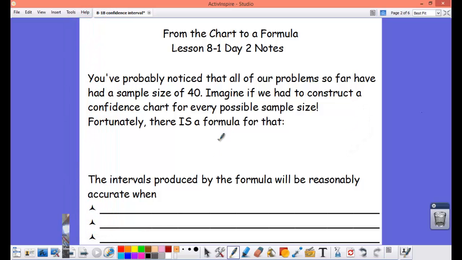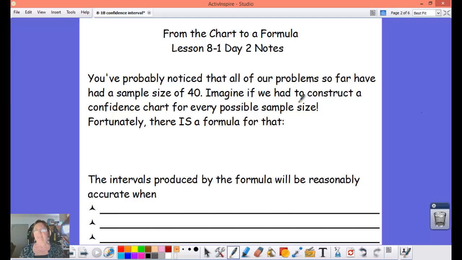Welcome, folks, to our second day in Chapter 8 and our second lesson about confidence intervals. If you think back to yesterday, you'll remember that every single problem we looked at had a sample size of 40. Well, folks, sample sizes don't have to be 40. In fact, any sample size is allowable.